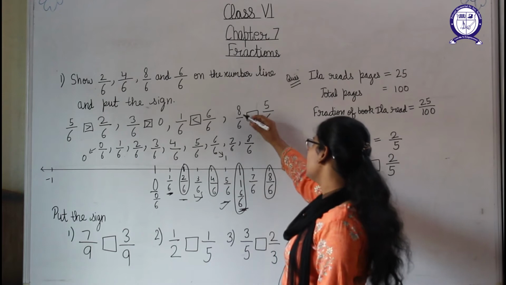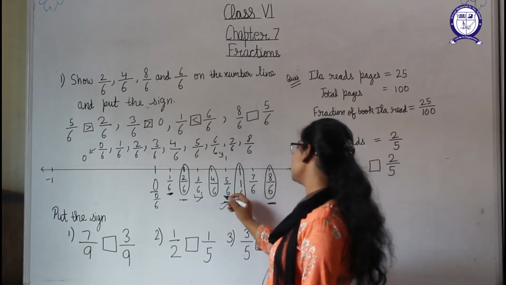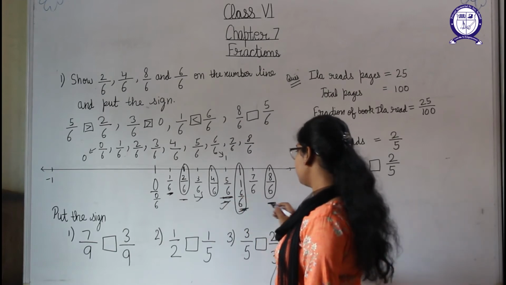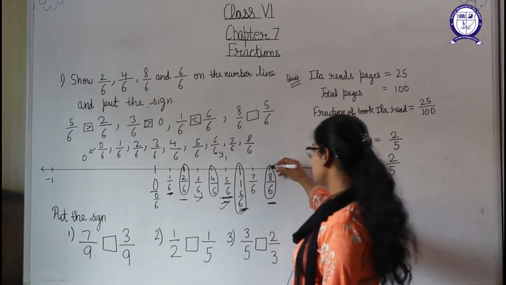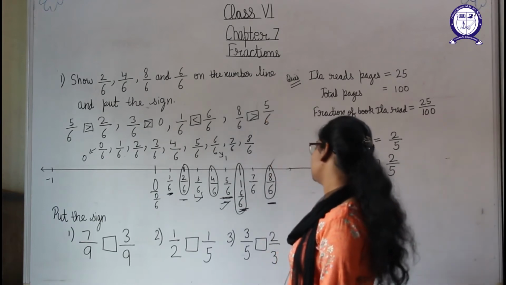In this also, 8 by 6 and 5 by 6. This is 8 by 6 and this is 5 by 6. So what is on the right side? 8 by 6 is on the right side, it means it is the greater one. So we will put the sign like this.